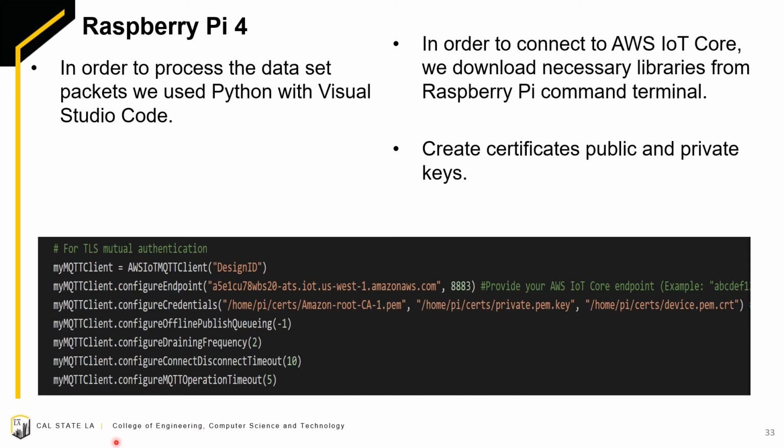Another thing that we had to do was install all these libraries in order to connect to Amazon Web Services. You had to install libraries for Python, libraries for Internet of Things Core, for DynamoDB. There were so many libraries that we needed before we could even begin to send information.